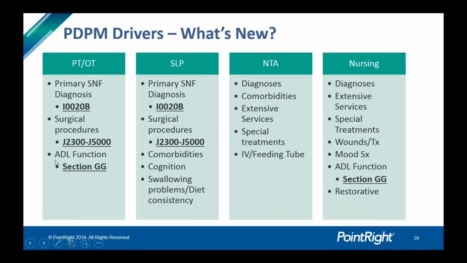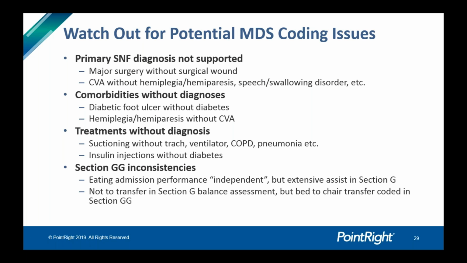Section GG, as I mentioned earlier, we're not used to it actually affecting reimbursement in any way. So taking a fresh look at Section GG coding is going to be really important. Other things such as the comorbidities and diagnoses, these are pieces that, the process for coding those items has not changed. The manual is exactly the same, but it would behoove you to pay more attention to them if you find gaps in that documentation.